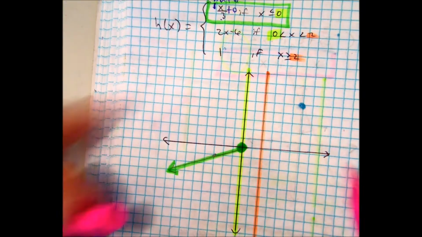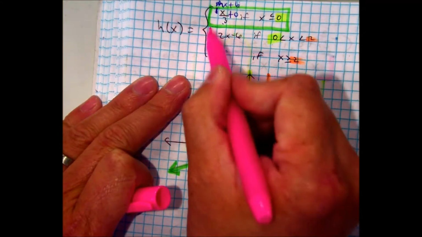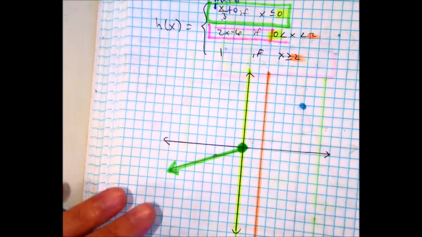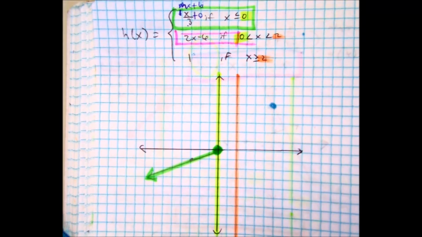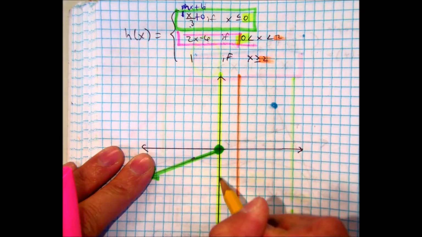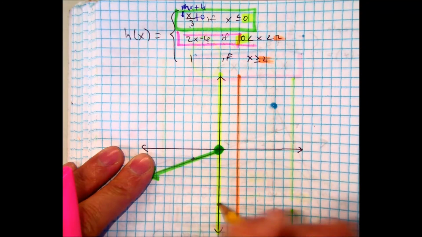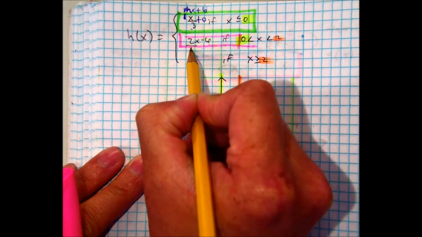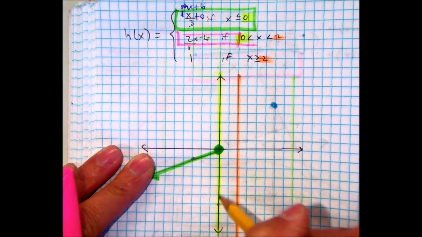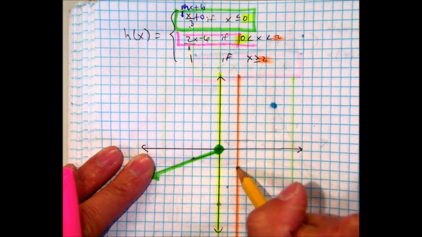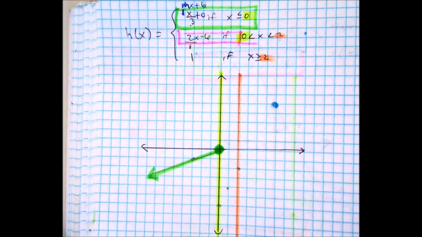Let's graph the next one, 2x minus 6. So I'm going to go down to -6 as my y-intercept. 1, 2, 3, 4, 5, 6. I have a slope of +2, so 2 over 1. Rise of 2, run of 1. Rise of 2, run of 1. Go ahead and draw my line.